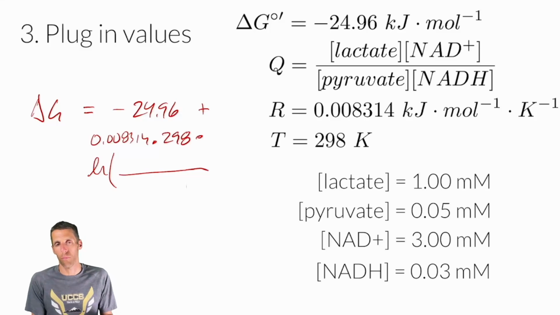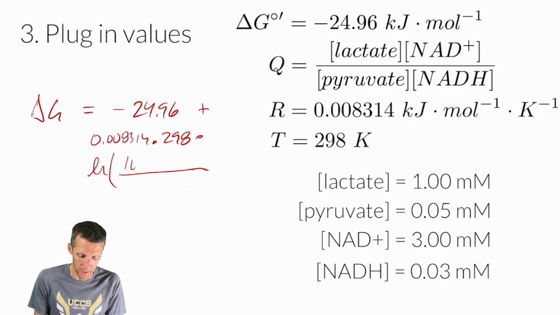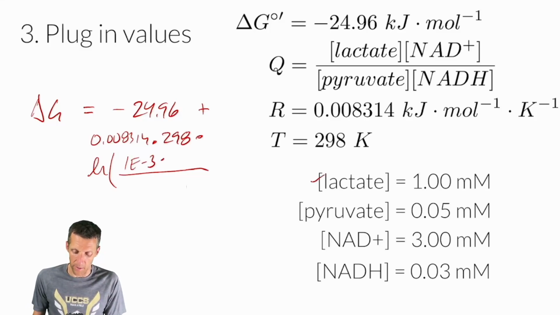And quick memory thing, what did I say you had to use these concentrations as? Can't leave them in millimolar, have to turn them into molar, right? So let's do that. So the lactate in molar is 1E minus 3. And I'm going to check these off so I keep track of them. The NAD plus is 3 millimolar, so 3E minus 3. And then the pyruvate is 0.05E minus 3. And then the NADH is 0.03E minus 3.